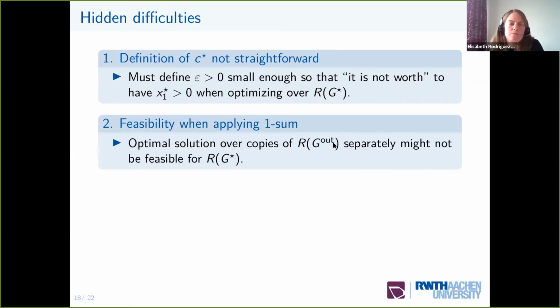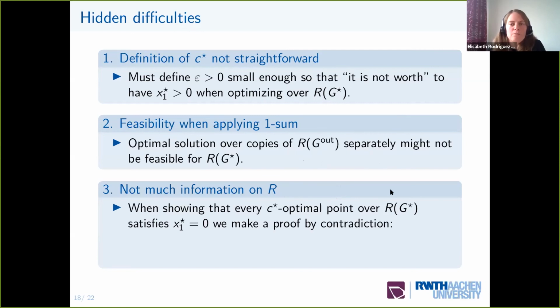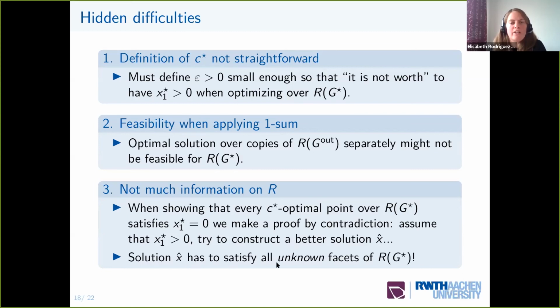We have this potential problem of non-feasibility when we apply the one-sum to the graphs G out and the graph G in. And so in general, we don't have much information on R. Another place where this poses problems is when we show that every C star optimal solution over R of G star does not give any positive value to variable 1, we make a proof by contradiction. So we assume that it's not the case. We try to construct a better solution, but this solution has to satisfy all unknown facets of R.